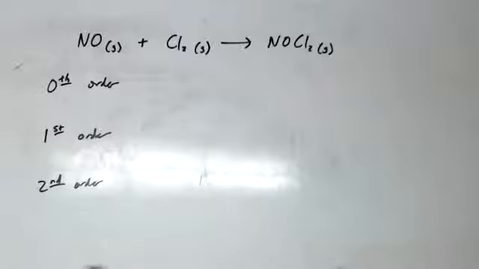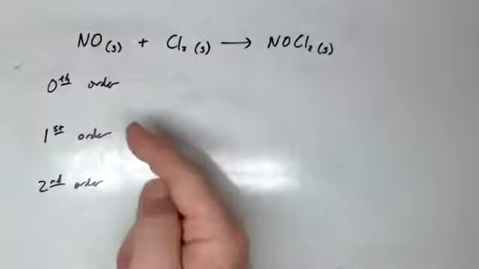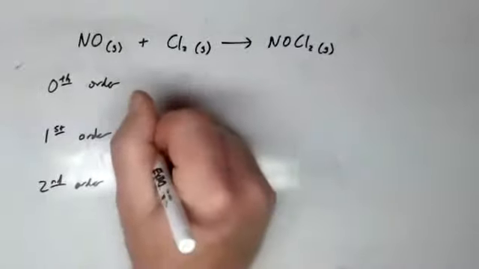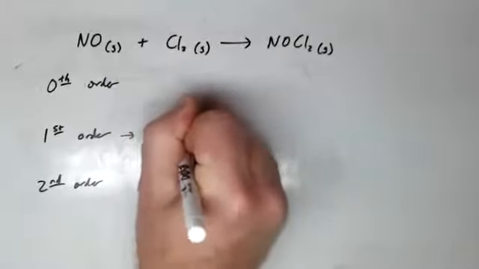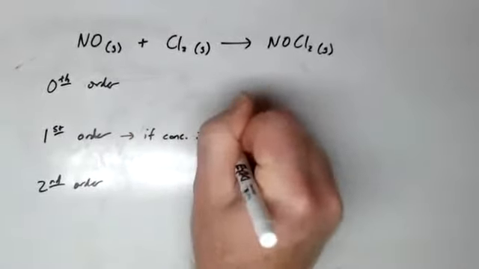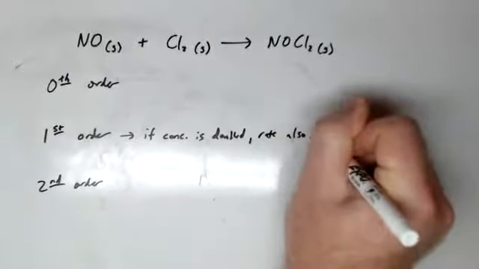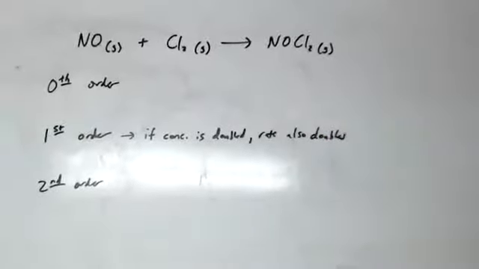So remember this, in general chemistry 2, for our purposes, every reactant is going to be one of these three orders. The most straightforward one is 1st order. And what 1st order says is this: if the concentration is doubled, rate also doubles. And this is the most common order we'll see in reactants. So again, if you double the concentration, the rate or the speed of the reaction will also double.